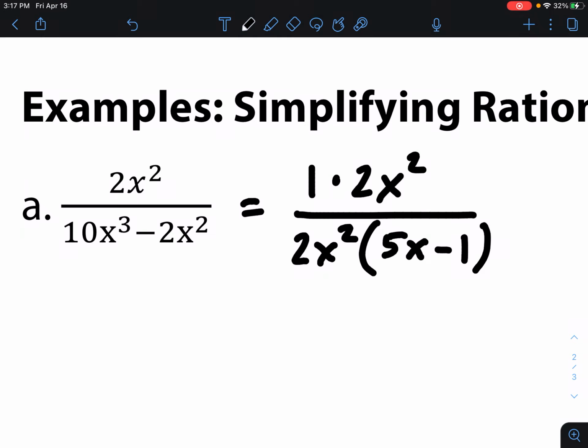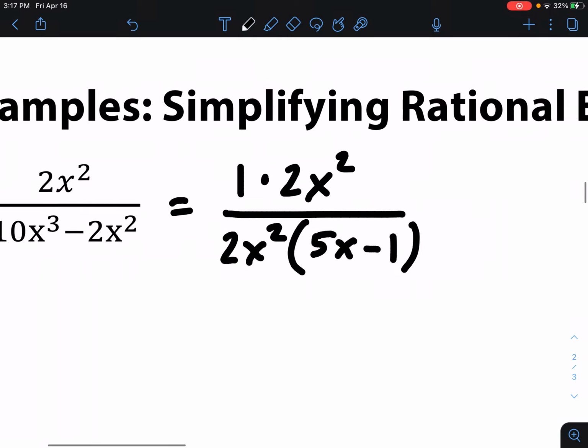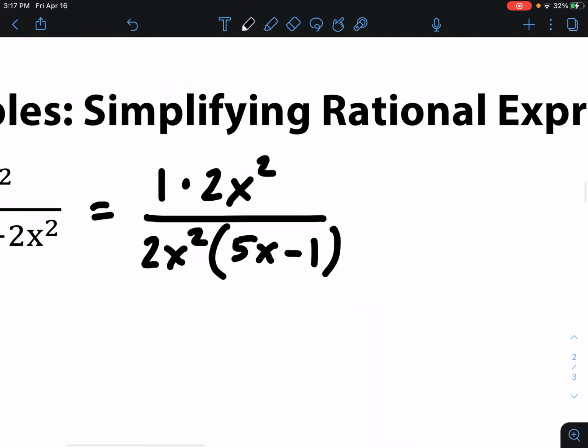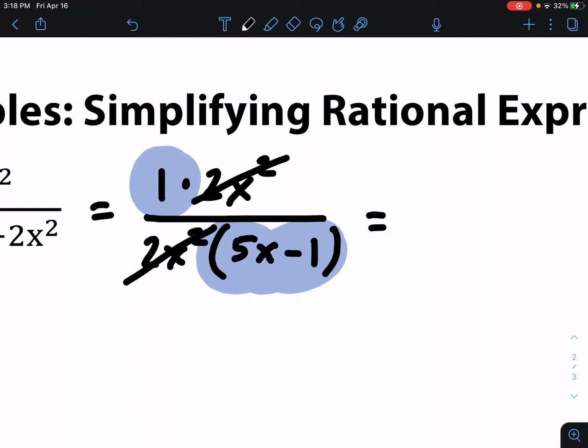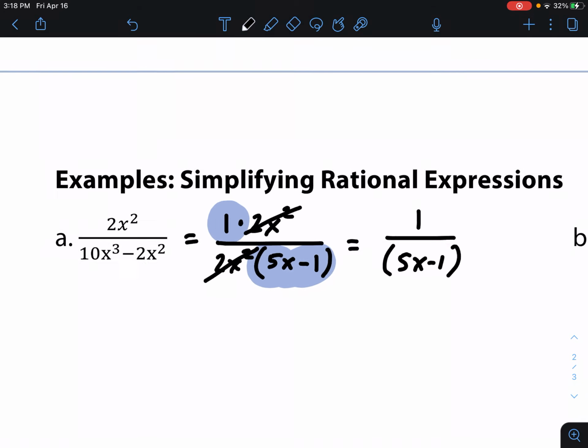All right, so since I now have things factored completely, I can notice that I've got a common factor that's 2x squared. And this is now why I wrote that 1 times 2x squared up above. So what's left here is 1 over 5x minus 1. So I have simplified this expression down to 1 over 5x minus 1.